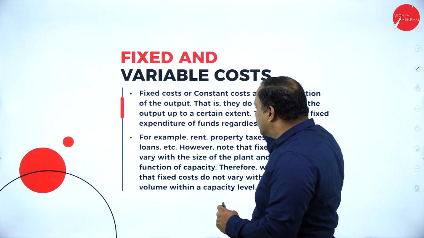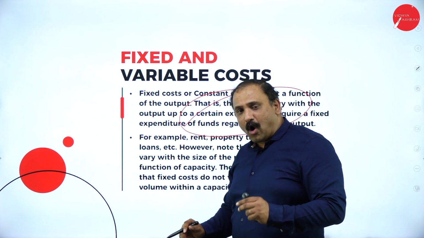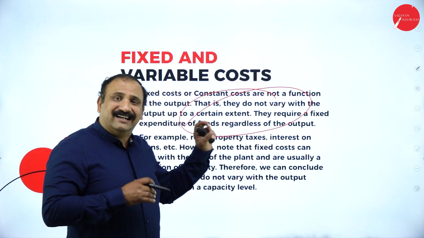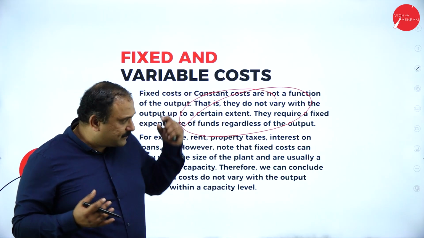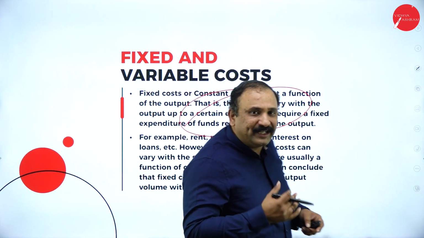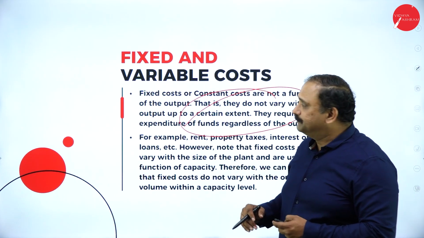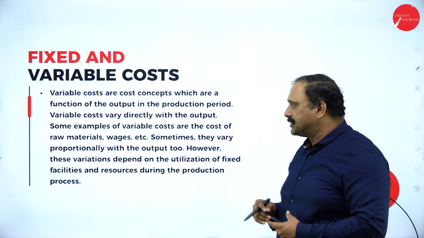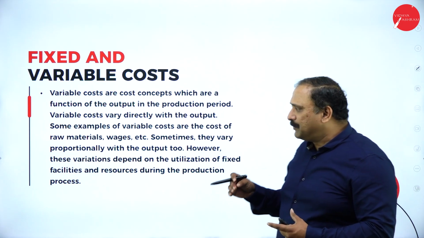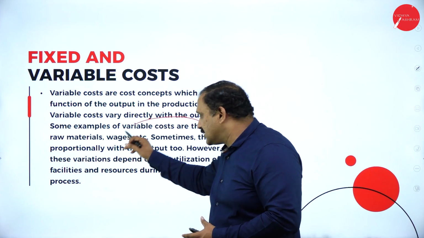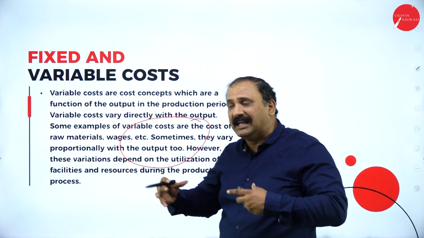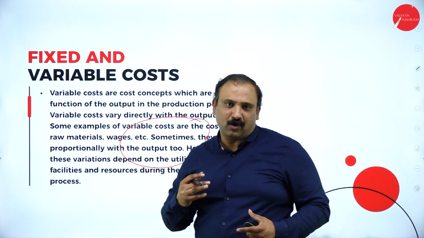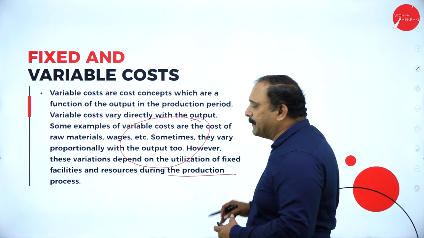So when I'm looking into this cost factor, up to a certain extent the expenditure continues to go on regardless of the output altogether. Similarly, variable costs are the cost concept that is a function of output in the production period. Variable costs vary directly with the output. Some examples of variable costs are raw material and wages, which sometimes vary proportionately to the output. However, these variations will depend on the utilization of the fixed facilities and resources during the production process.